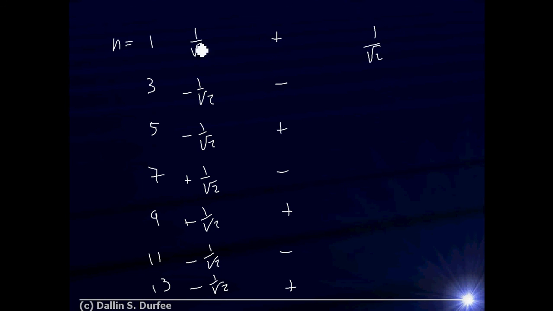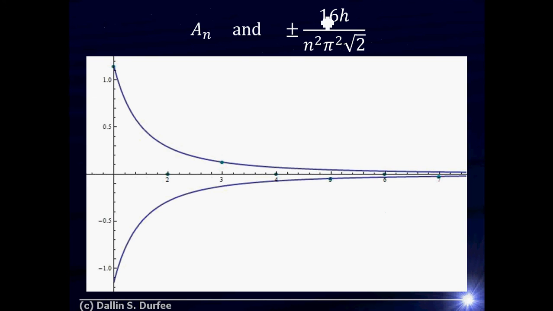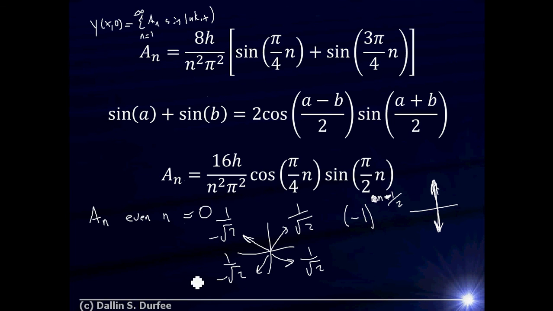And then I multiply them and I get plus, plus, minus times plus is minus, plus times minus is minus, plus times plus is plus, minus times minus. All right, so I get alternating plus, plus, minus, minus, plus, plus, minus, minus. All right? So I could simplify this and my whole thing becomes, for odd n, 16h over n squared pi squared root 2, times something that alternates plus or minus every 2 odd terms.